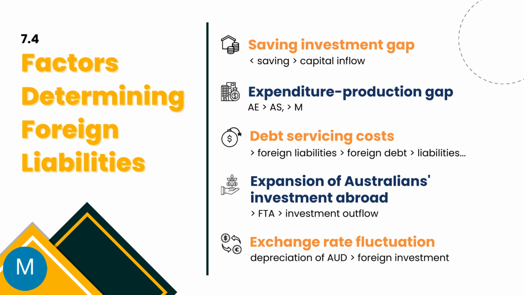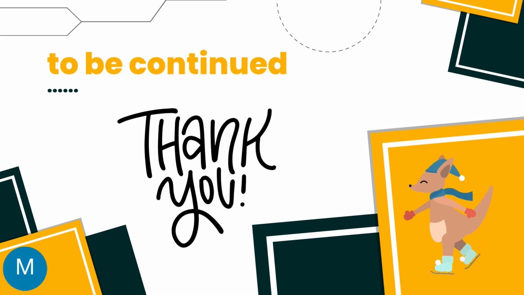As countries sign more free trade agreements that make it easier and simpler for people to invest abroad, the expansion of Australians' investment abroad definitely would increase the level of foreign liabilities. Lastly, fluctuation of the exchange rate would lead to different levels of foreign investment. If a currency depreciates, it would be cheaper for the foreign investor to come in to invest in certain sectors, especially those capital-intensive sectors like mining. And that's the end of part 1 of chapter 7 in your unit 3.